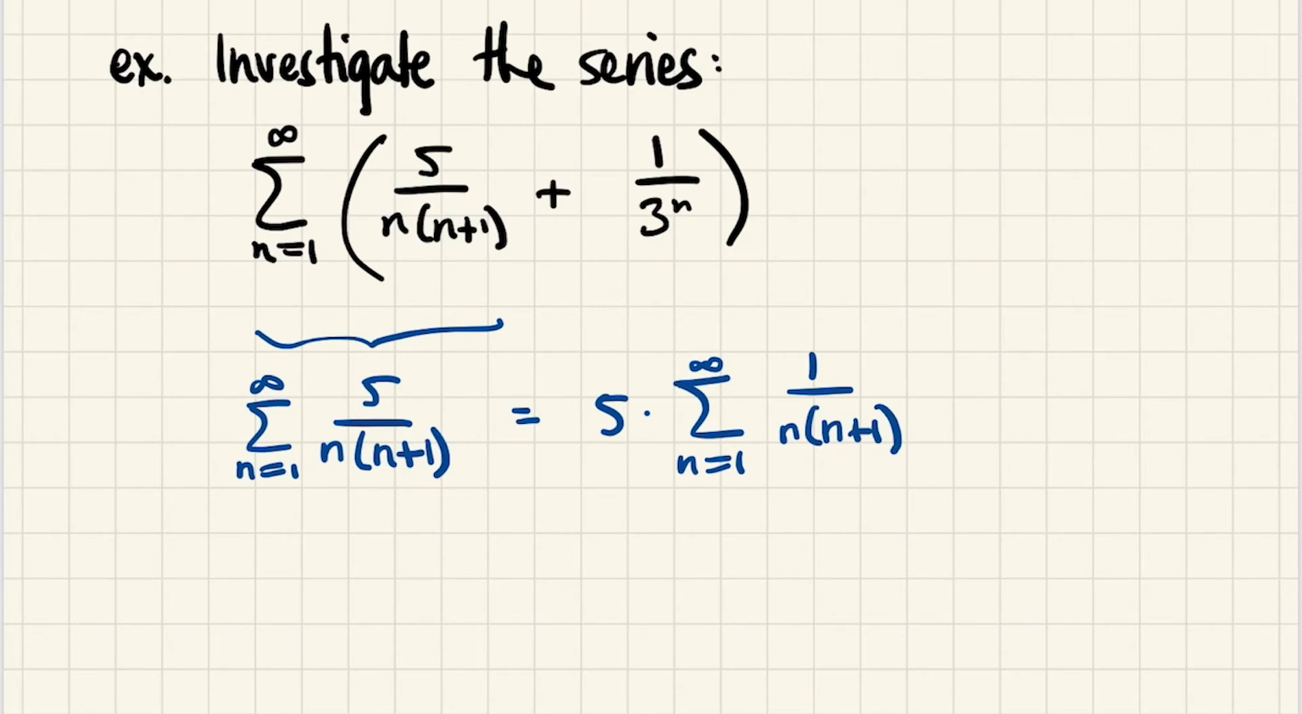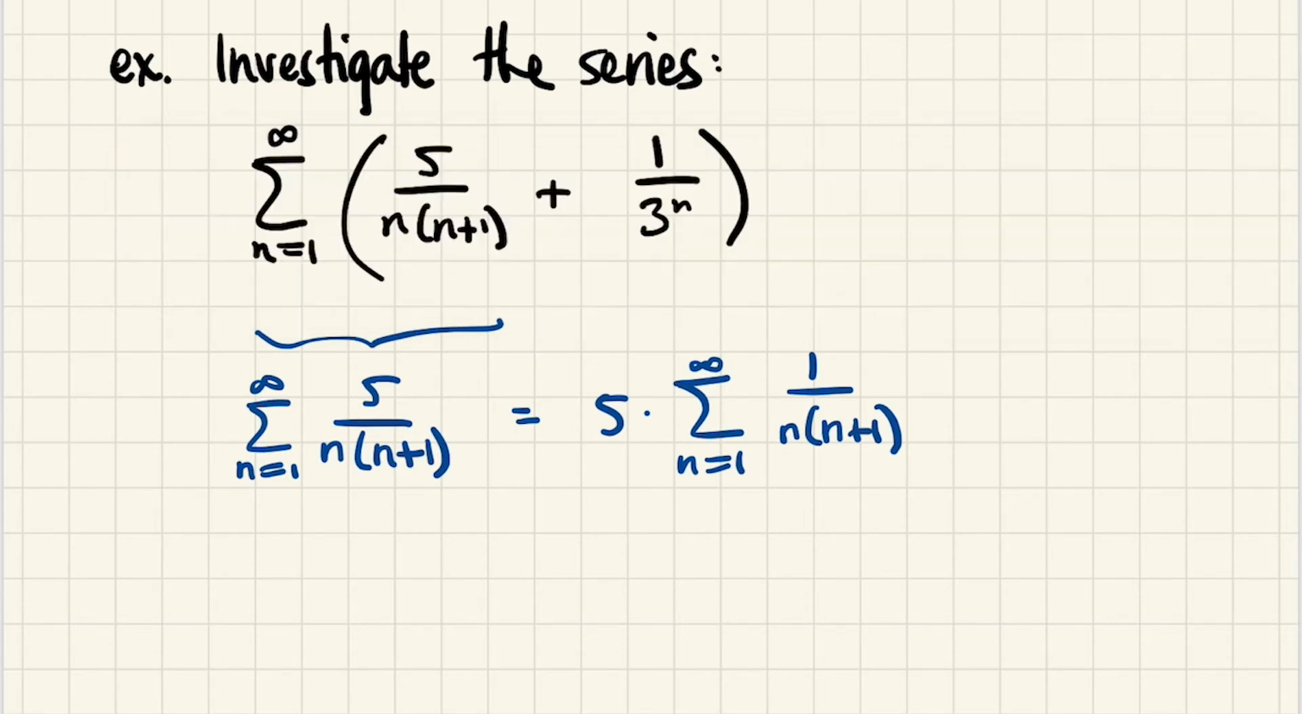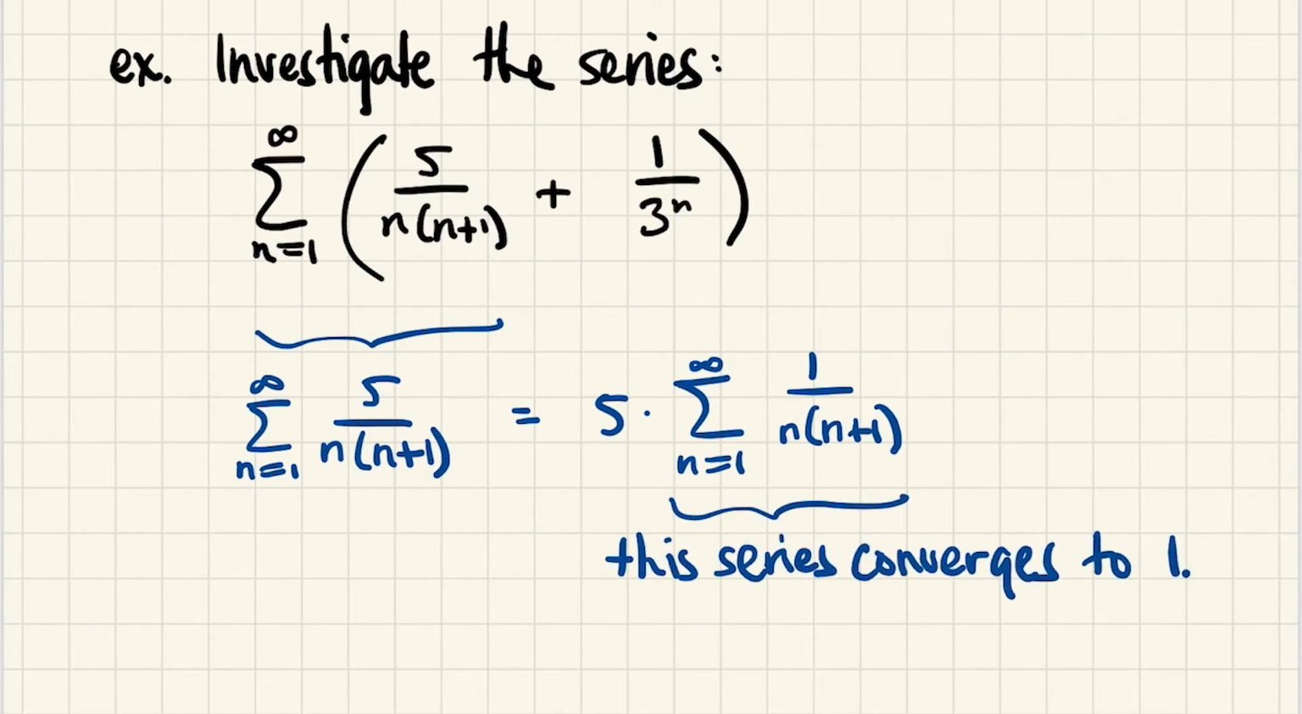Yes, but we know a lot about this series because we just established that this series converges and that its sum is 1. So we can say the series converges to 1, in fact. So this is equal to 5 times 1, which is 5. All right, what about the other one?